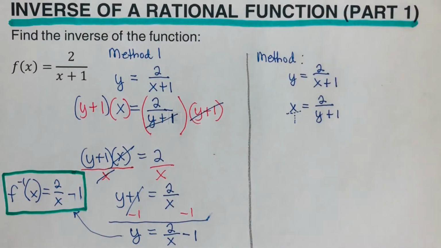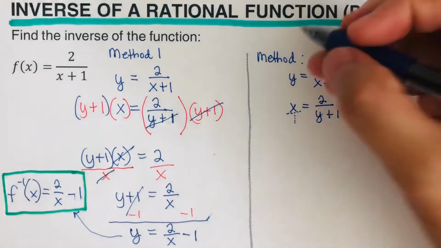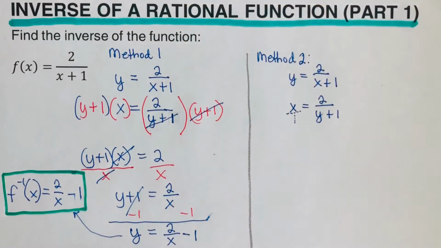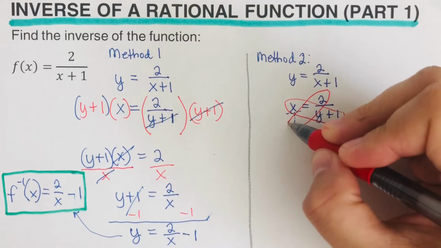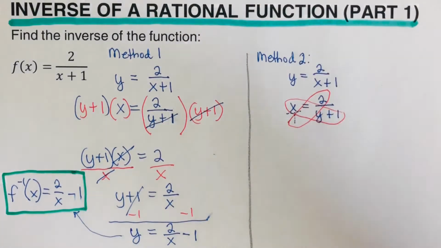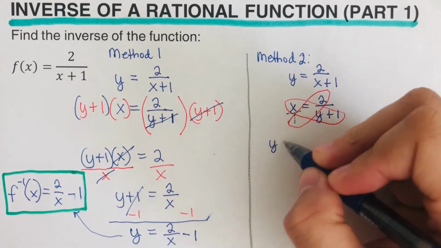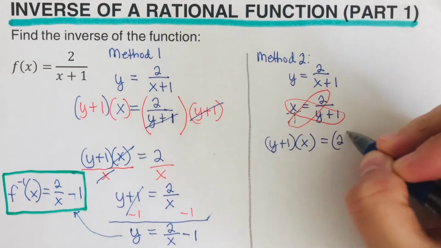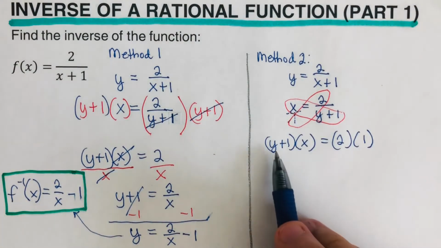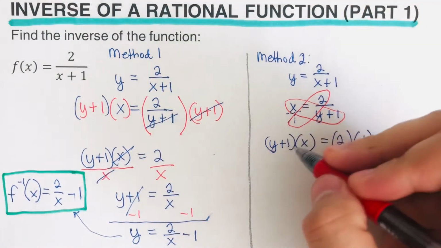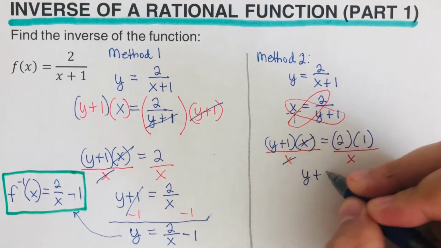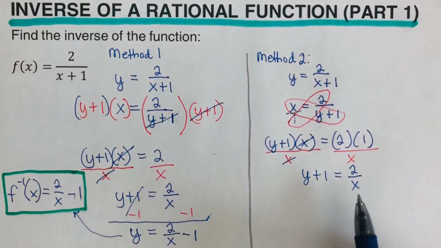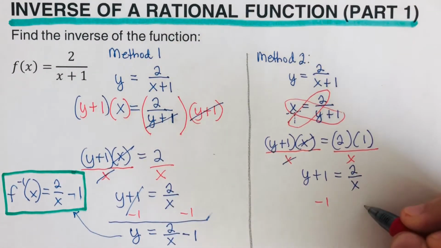So then we can go ahead and cross multiply. So again, this is method 2 right here. So we cross multiply these two. So our equation would come out. Okay, so then we want y by itself. So then we are going to divide both sides by x. Okay, now we want y by itself here, so we are going to subtract 1 from both sides.